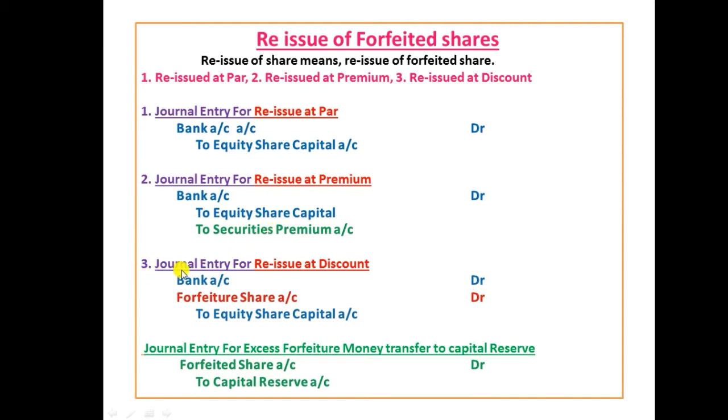Number 3, journal entry for reissue at discount. Here the company will reissue at less than its face value. In such a case we need to debit the bank, we need to debit forfeited share, and we need to credit equity share capital. Bank as well as equity share capital, as we discussed earlier, we need to apply the rule. And we need to debit the forfeited share here, because when the company reissues at less than its face value, it is a loss for the company, so loss we need to debit.